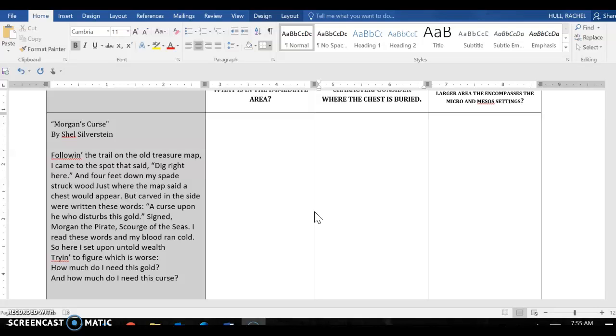Following the trail on the old treasure map, I came to the spot that said, dig right here. And 4 feet down, my spade struck wood just where the map said the chest would appear. But carved in the side were written these words, a curse upon he who disturbs this gold, signed Morgan the Pirate, Scourge of the Seas. I read these words and my blood ran cold. So here I set upon untold wealth, trying to figure which is worse. How much do I need this gold, and how much do I need this curse?